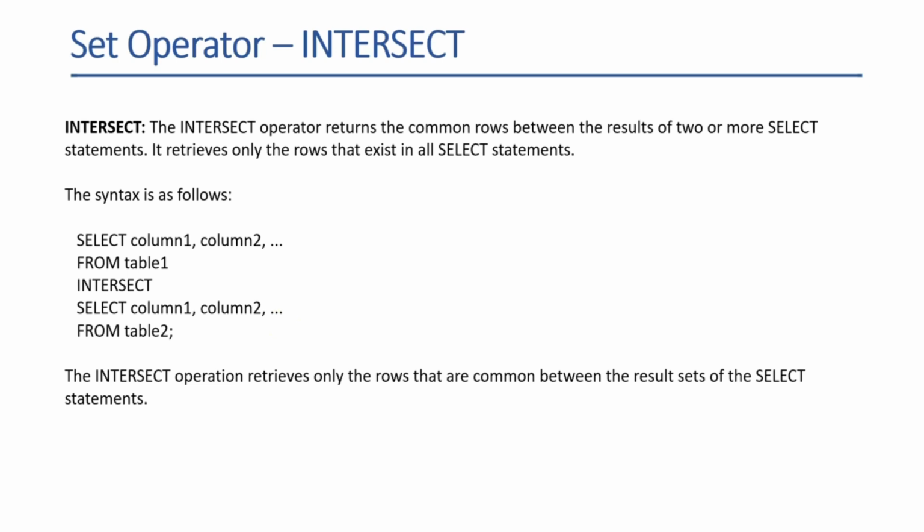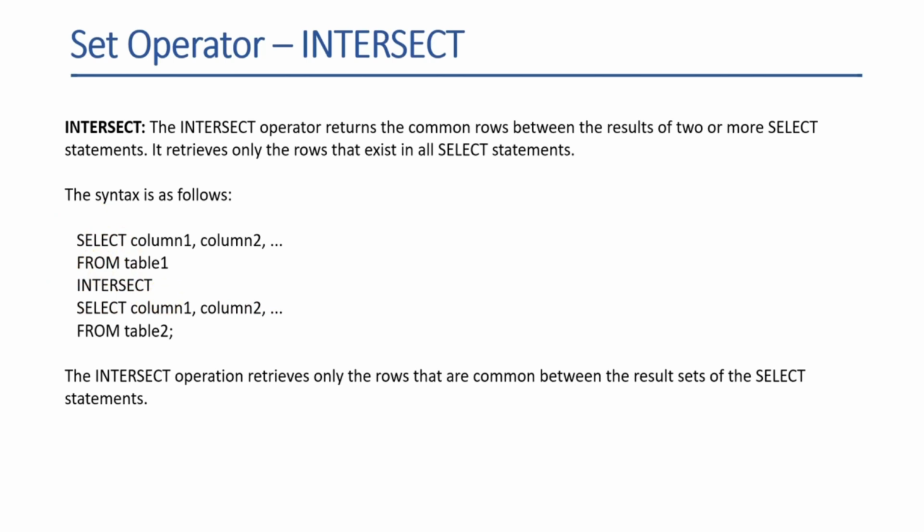So now let's see the other set operators. The next one is the intersect. It finds the intersection between two data sets. It returns the common rows between the results of two or more select statements. It only retrieves the rows that exist in all select statements, so you can have multiple tables here. The syntax is select column name from table, then the keyword intersect, and then the other table details. So it retrieves only the rows that are common between the result sets of the select statements.